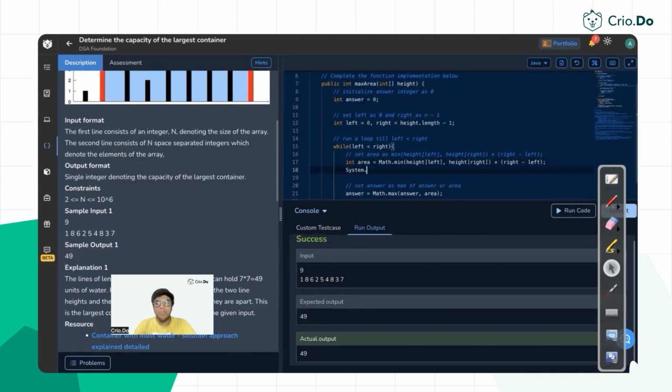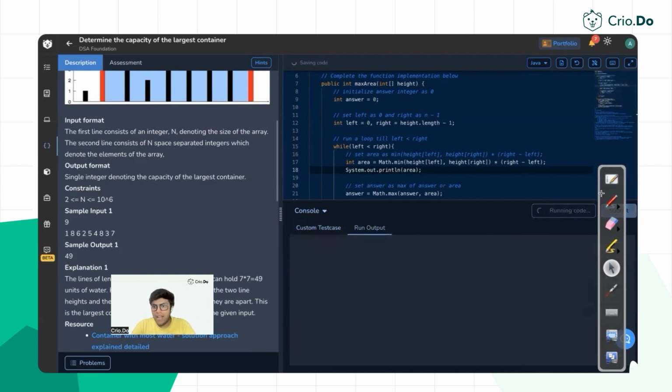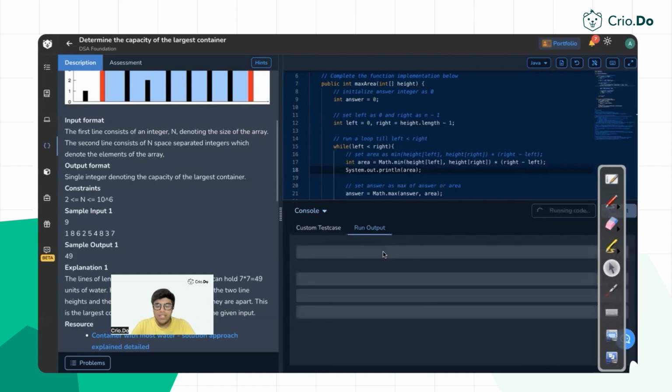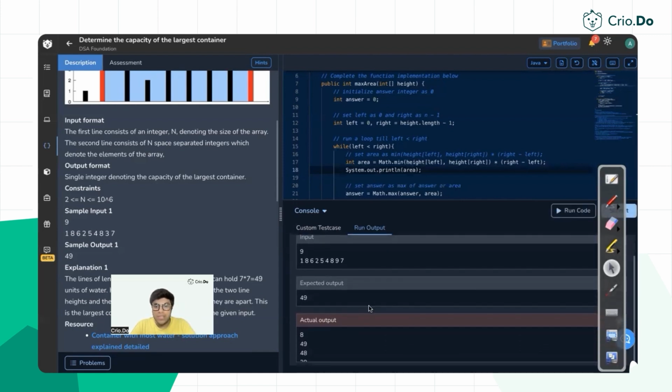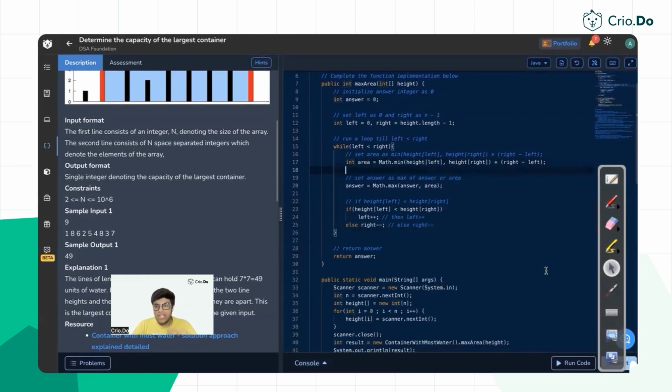Let's print the area to see if what we got in the dry run is what we are getting in the output also. In the dry run, we changed the height 3 with height 9. It should actually give me 8, 49, 48, 30, and so on. These should be the areas, not the heights. Yes, it is giving me the same, and it is updating correctly as thought. So let's remove the debugging line and submit it.